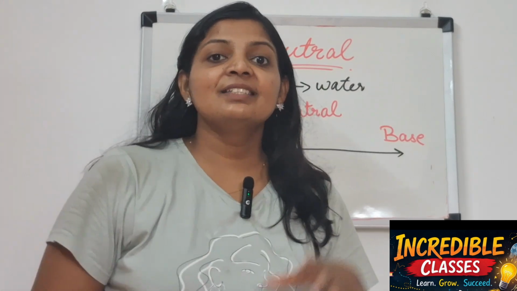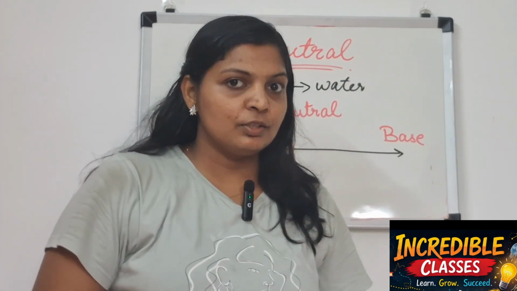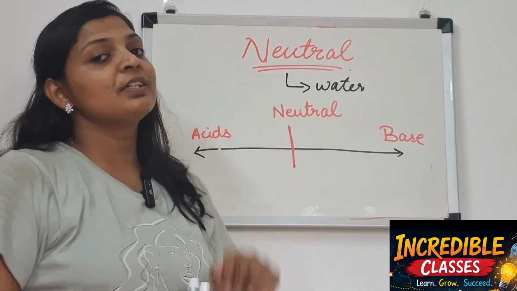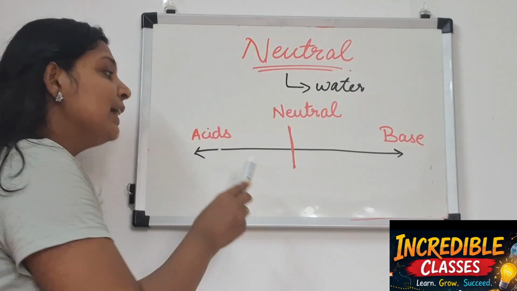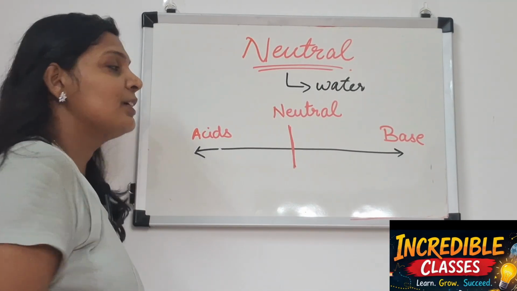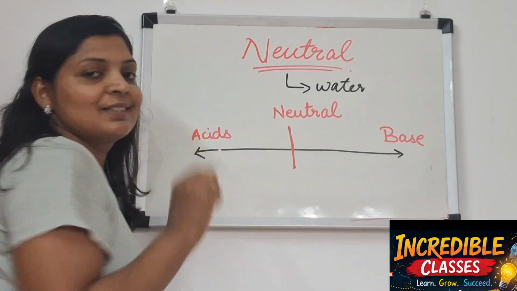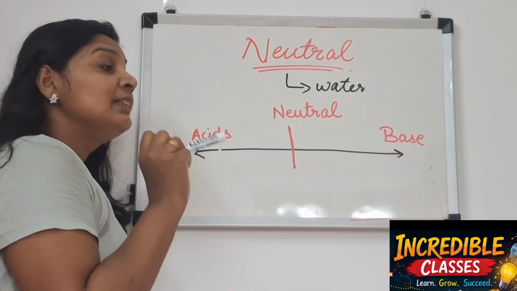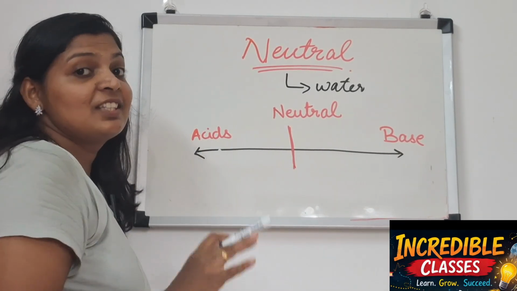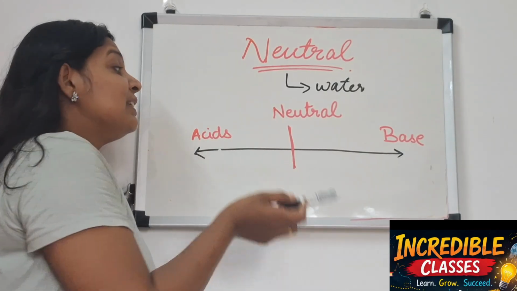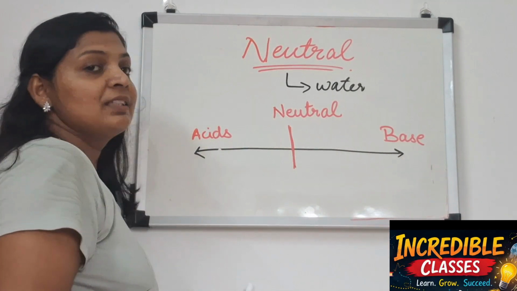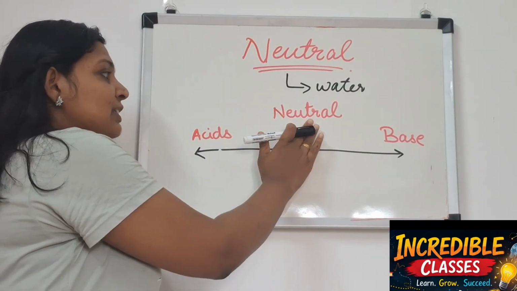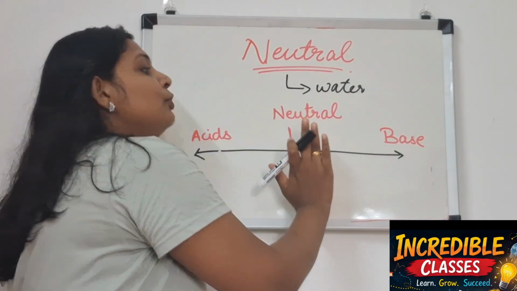So my dear learners, the next topic that we are going to learn is about neutral substances. I already told you that we can categorize all substances into acids and bases. Yes, but there are certain substances which neither have the property of acids nor the property of bases. These substances are not acids, not bases.